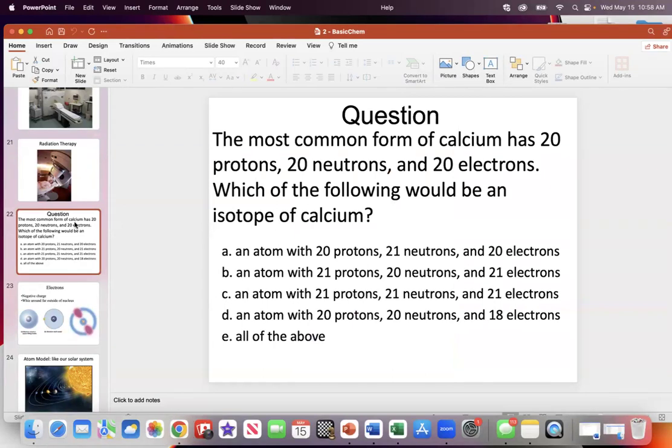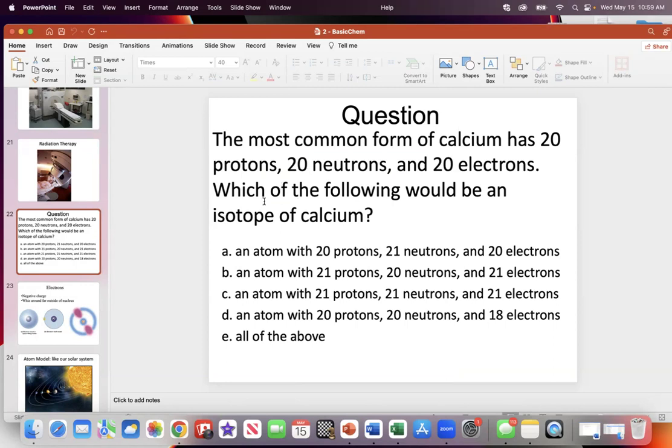The question says the most common form of calcium has 20 protons, 20 neutrons, 20 electrons. And the question asks you, which of the following would be the isotope of calcium? So in your exams, I have multiple choice questions. This could be one question or a similar one. So I ask you, what's the isotope? And it's calcium, and I tell you calcium has 20 protons.